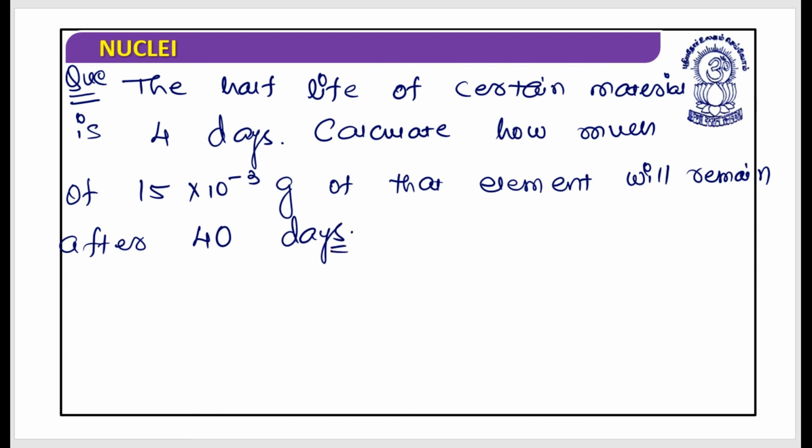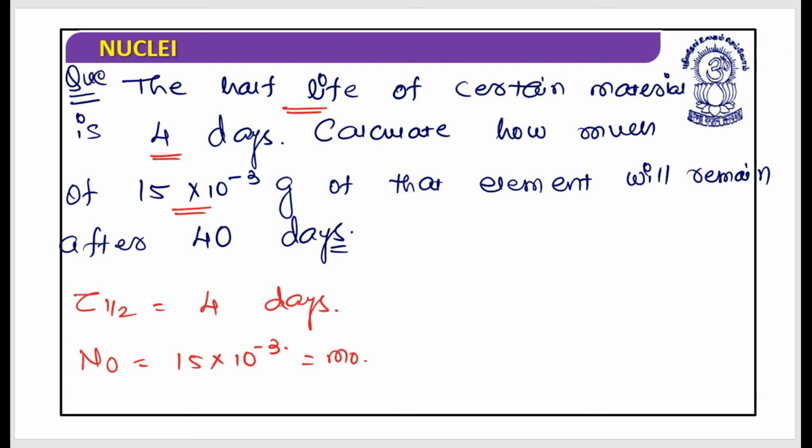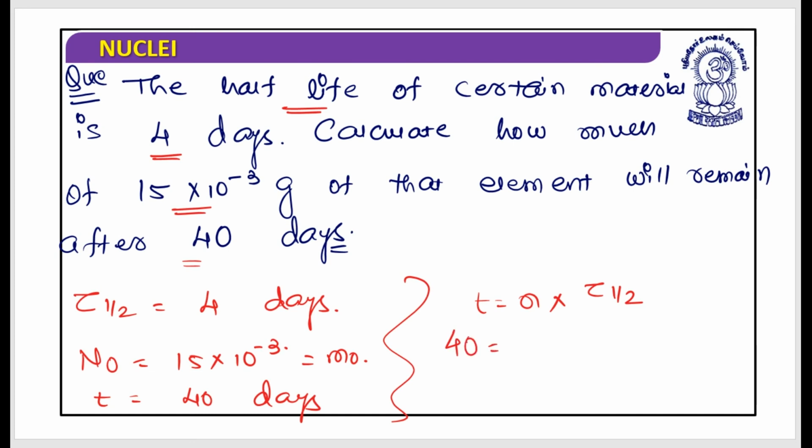So go through the data first. What they have given: they have said that the half-life of a certain material is 4 days, so tau half equals 4 days. Initially the element is 15 into 10 to the power minus 3, which you can write as m naught as well. And at what time do they want this? It's after 40 days, so t equals 40 days. According to the relation, we have t equals n into tau half. So 40 equals n into 4 days.